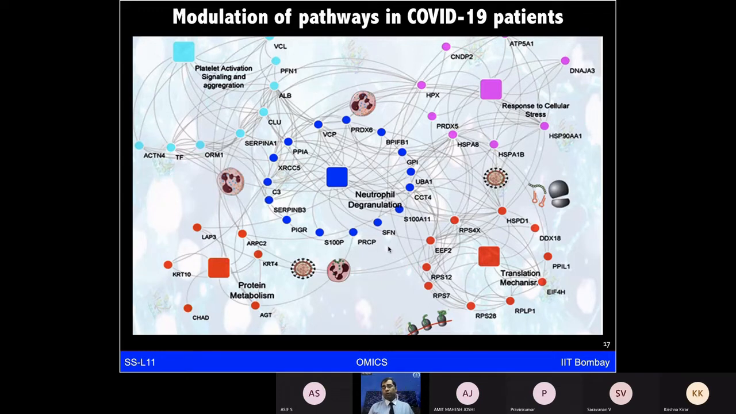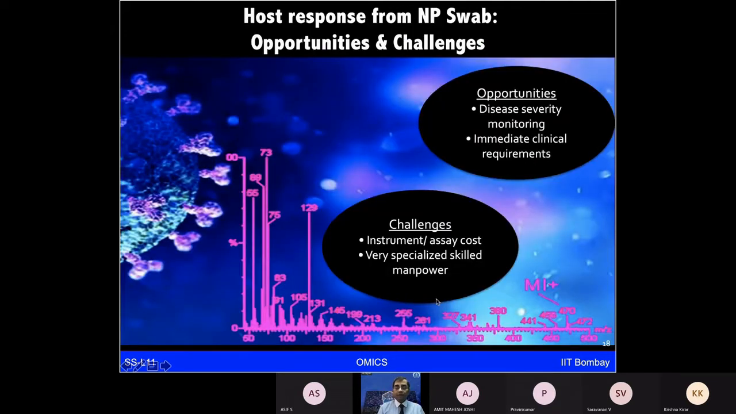But it definitely indicated overall that in COVID-19 patients, many proteins are quite different in expression values in COVID positive versus COVID negative. And those belong to pathways like neutrophil degranulation, translation mechanism, protein metabolism, some of the platelet activation related proteins, and various response to cellular stress proteins. So many of the changes are happening in these proteins in COVID positive versus COVID negative patients. So looking at the data from the nasopharyngeal swab, there is definitely some opportunity to look for COVID negative and COVID positive and to monitor the disease severity.